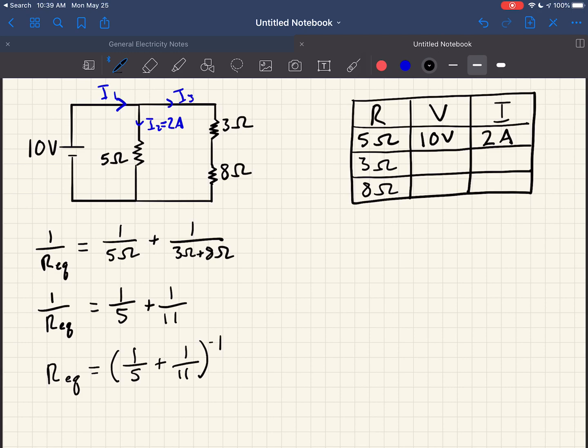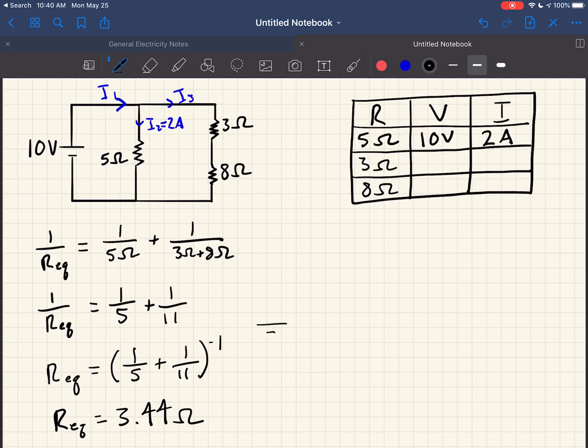And then okay, so I'm getting an equivalent resistance of about 3.44 ohms. So that's the resistance of the whole circuit, all the resistors taken together.